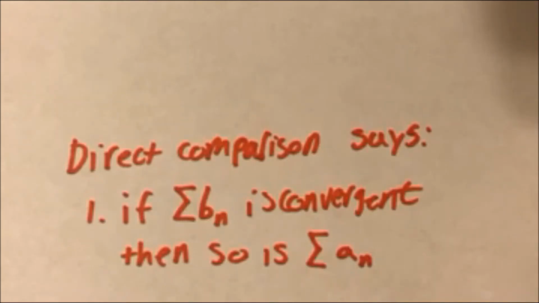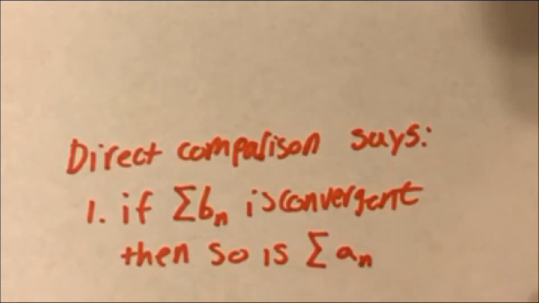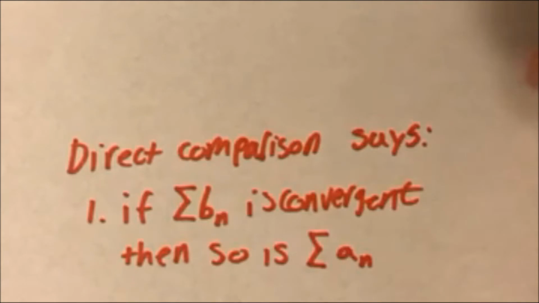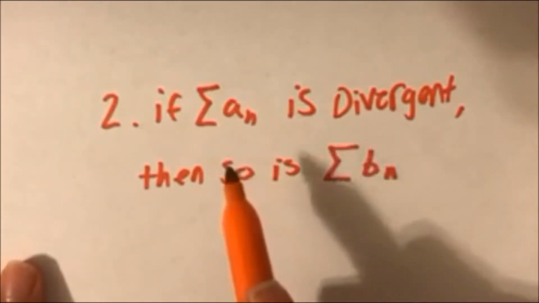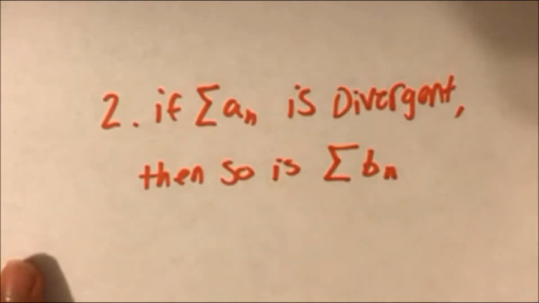You see, direct comparison tells us two things. It tells us, one, if the summation of a function similar to the first function is convergent, then so is the summation of the first function. These two are labeled b of n and a of n respectively. It also tells us something similar, that if the summation of the first function is divergent, then so is the summation of the second function.